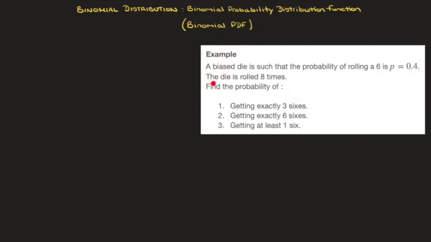We're then told that the die is rolled 8 times, and we're asked to find the probability of 1. Getting exactly 3 sixes, 2. Getting exactly 6 sixes, and 3. Getting at least 1 six.